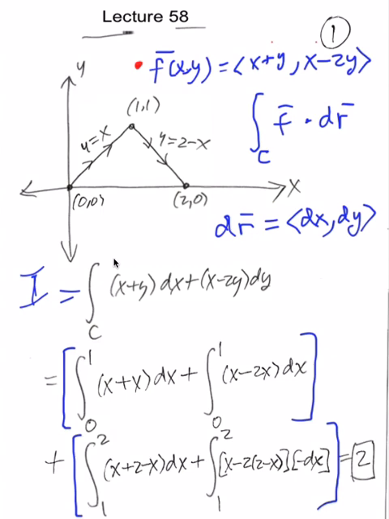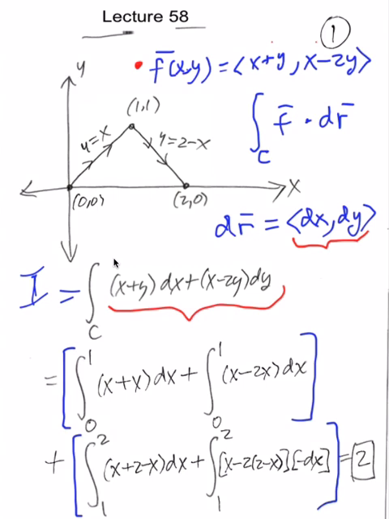Dr is of course what? This. Differential changes in the position vector. Notice the angle brackets here. And here's my F. If I was to actually take the dot product of these two, I would get this. And we're integrating over C. What is C in this particular case?